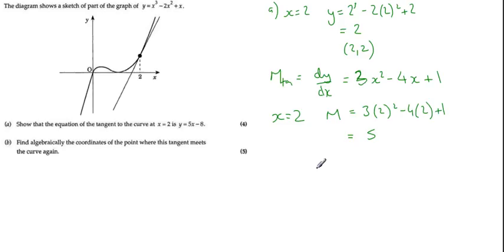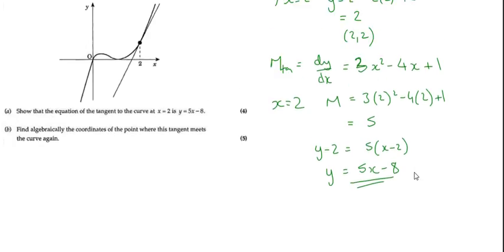So the gradient is 5, my point's (2, 2), so it's y minus 2 is equal to 5(x minus 2). And then just breaking out the brackets and adding 2 to both sides is going to be 5x. 5 times minus 2 is minus 10, add the 2 from that side, gives you minus 8, which is what we are asked to find.